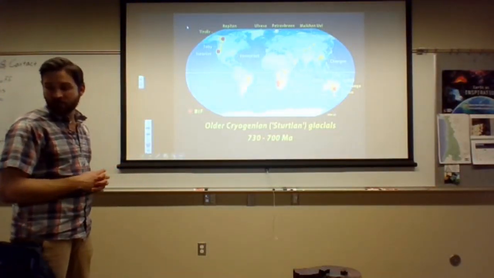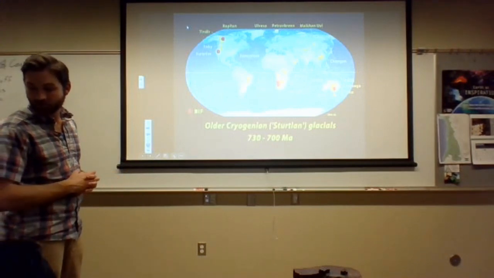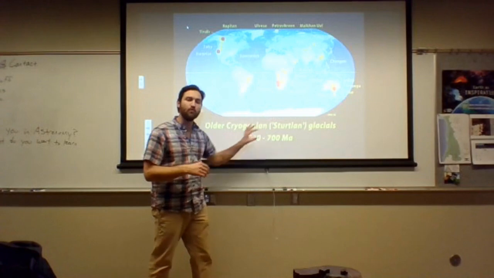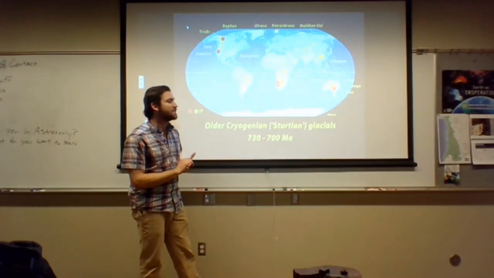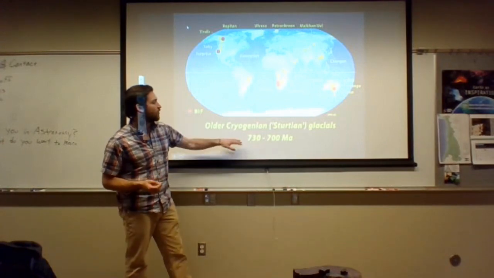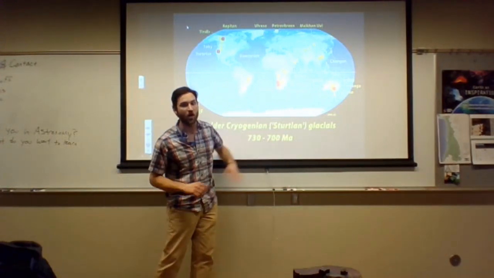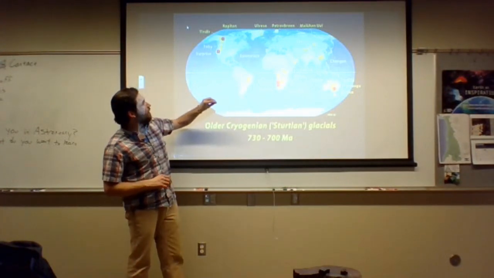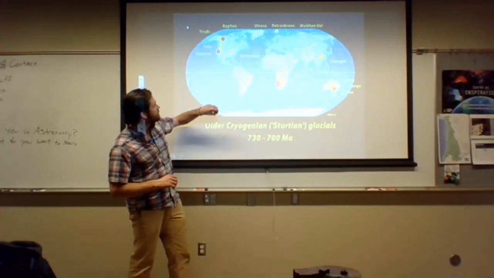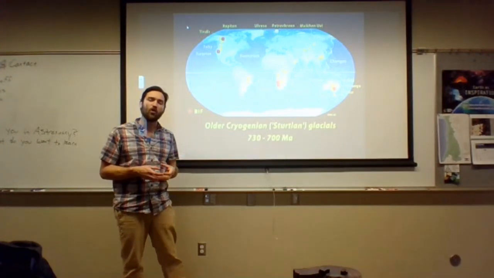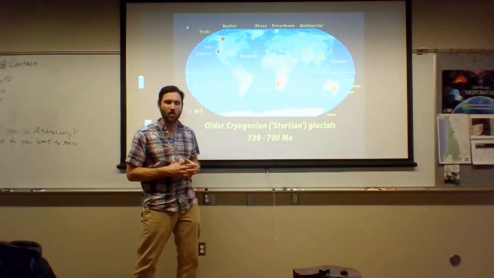Here are some of these in yellow. The older of these glaciations, there's actually two pulses of this. I'm not going to go into detail on that, but one of these is called the Sturtian glacial interval between 730 and 700 million years ago. In yellow here are sediments of diamictites, or also of glacial origin, glacial evidence, right, like dropstones.